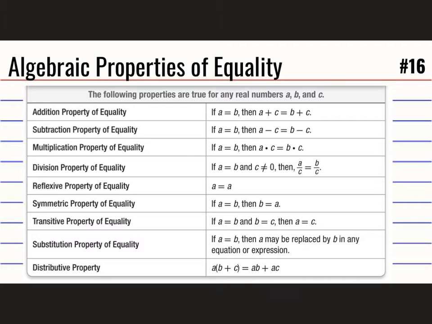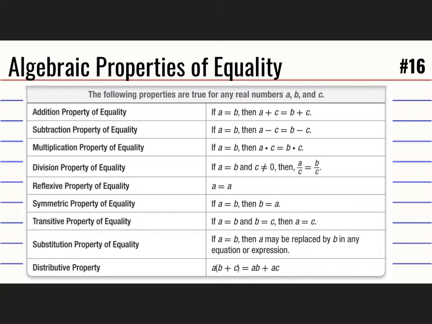The algebraic properties of equality is card number 16. On this card, you have 9 different properties. You will probably need to use the front and back of the card. That is perfectly fine with me. Let's go quickly through the algebraic properties of equality.